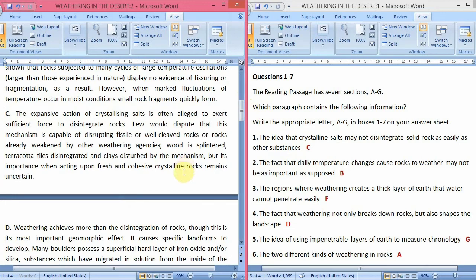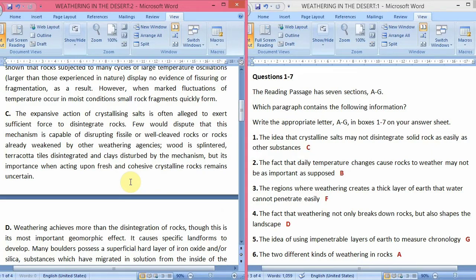So let's find out where it is located in paragraph C. So this is the C paragraph. Let's read it from the very first line. The expansive action of crystallizing salts is often alleged to exert sufficient force to disintegrate rocks. So they are saying that whenever salts are crystallized, it is said that it has sufficient force that it can disintegrate rocks. Few would dispute that this mechanism is capable of disrupting fissile or well-cleaved rocks or rocks already weakened by other weathering agencies.